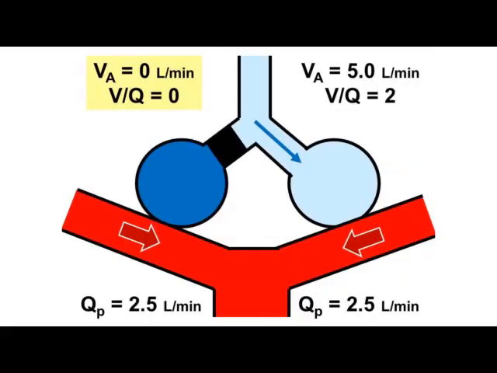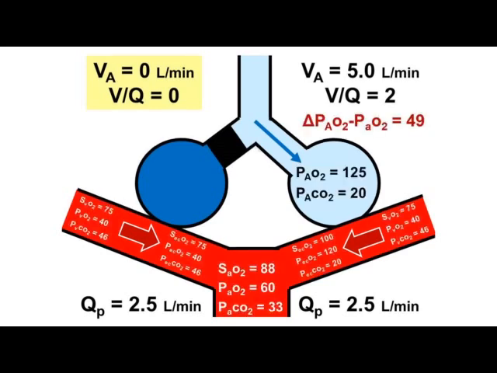So here we're going to have all of the ventilation now going to this side. So it's actually going to be a ratio of 2. There's no ventilation here, but there still is blood flow. So what do we get? So here we have a VQ ratio of 2. The PCO2 is 20. PaO2 is 125. So we're going to get these values coming into arterial blood.